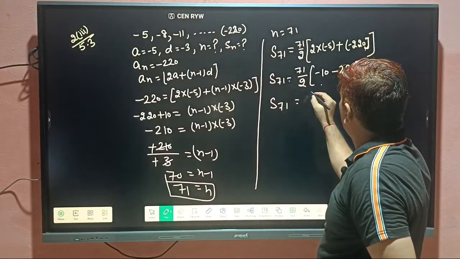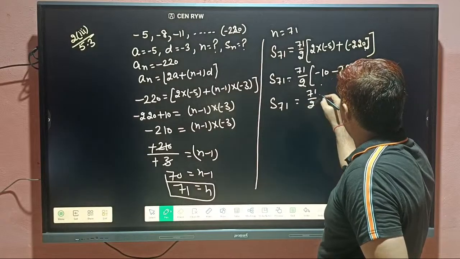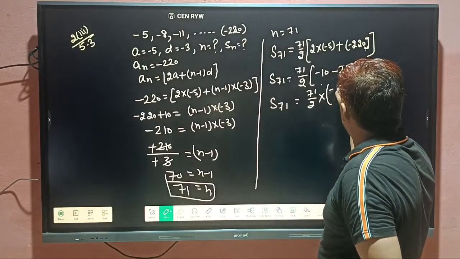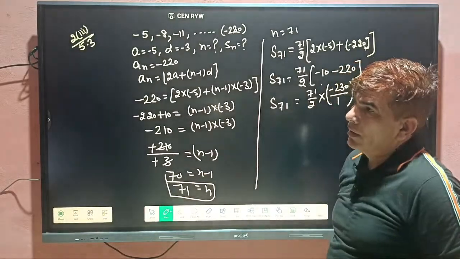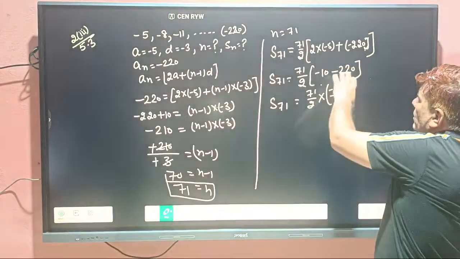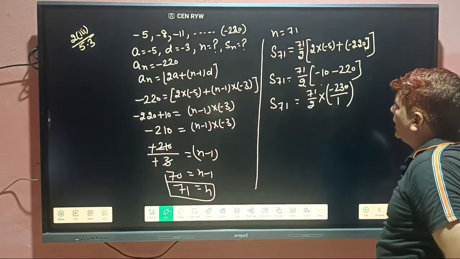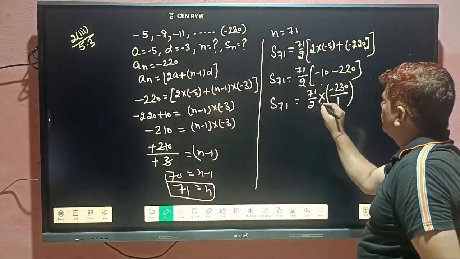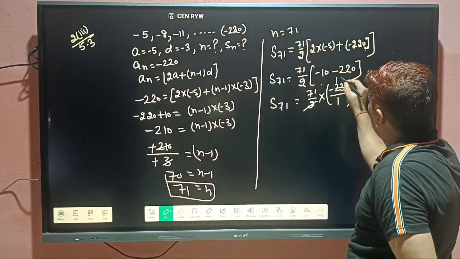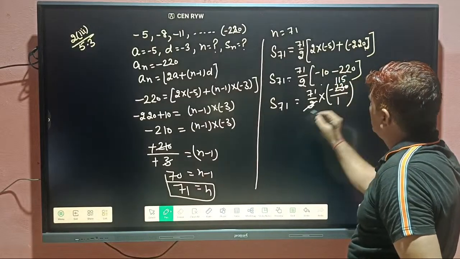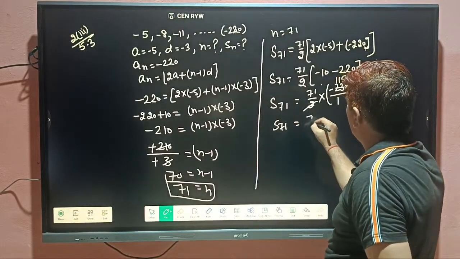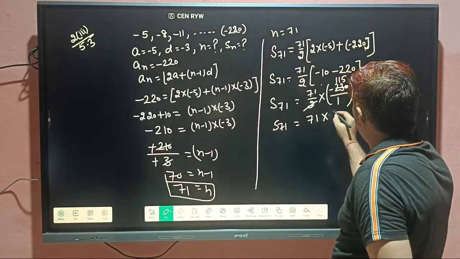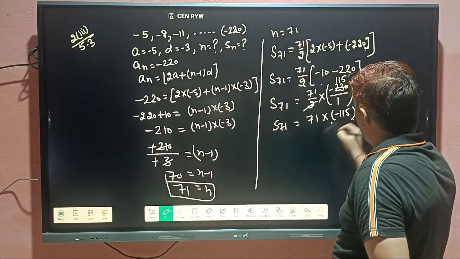S71 equal to 71 by 2 into minus 230 by 1. Why 230? Because their sum is this. Both are having the same sign, so we can add them and put that sign. So if you cancel, 2 1s are 2, 2 1s are 2, 5. So S71 equal to 71 into minus 115.